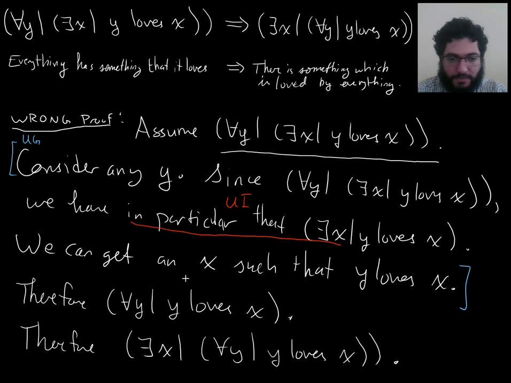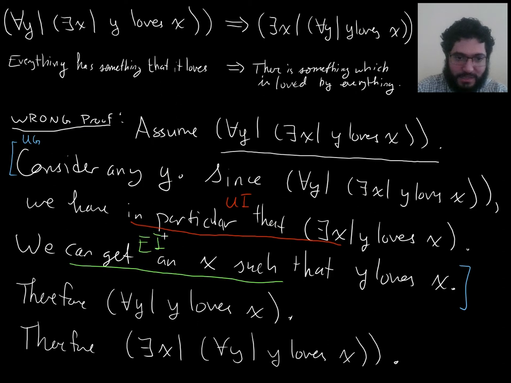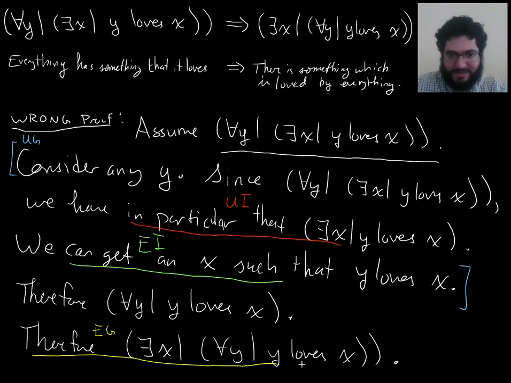Actually, I think I used yellow for existential generalization last time. I don't remember what colors I used, but this is an existential instantiation. And then at the end, we did an existential generalization, going from everything loves x to there's something which is loved by everything. Going from x is loved by everything to something is loved by everything. Okay, so all four rules got involved, and everything seems right.